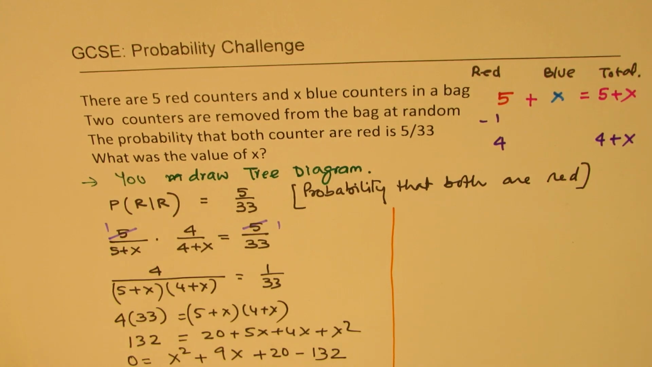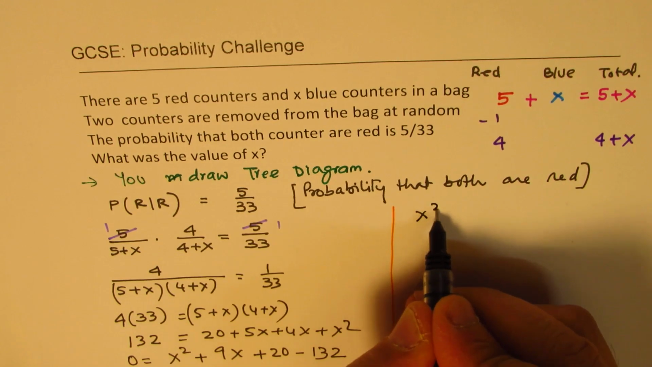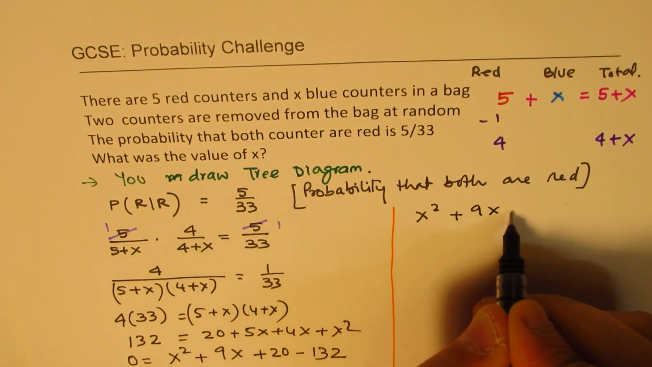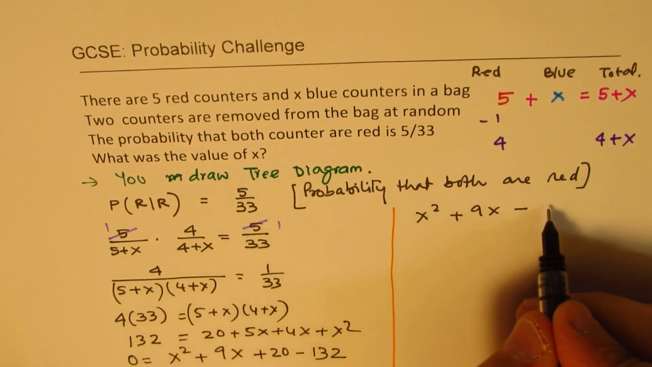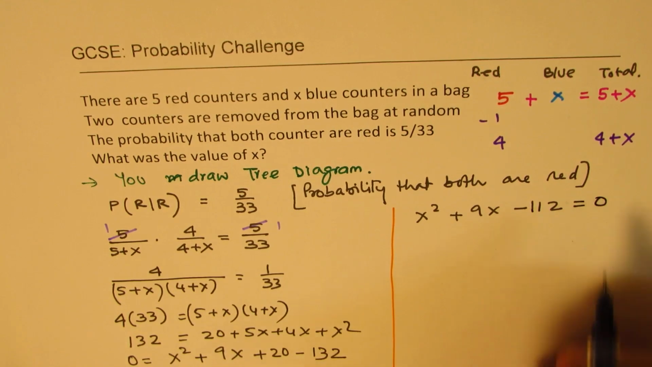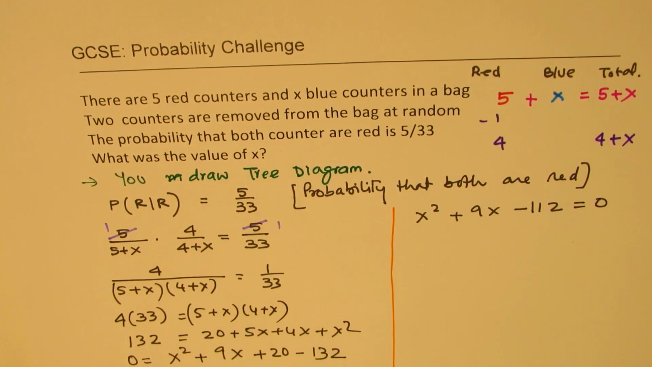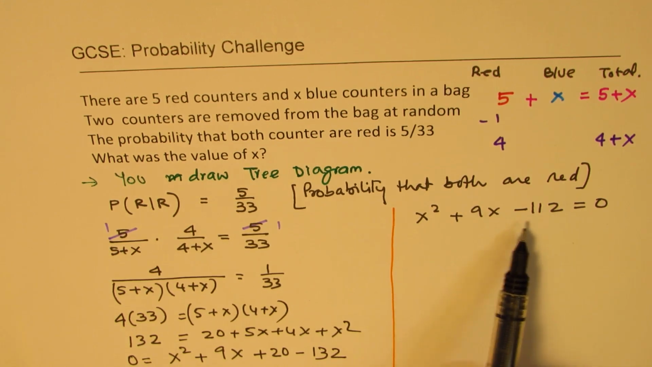Let me rewrite this equation right there. So we have x square plus 9x, and how much is this? Minus, of course. When you take away 132 from 20, you get minus 112 equals 0. So you get x square plus 9x minus 112. You are now looking into product and sum. So what could be the two numbers we could use to solve this?